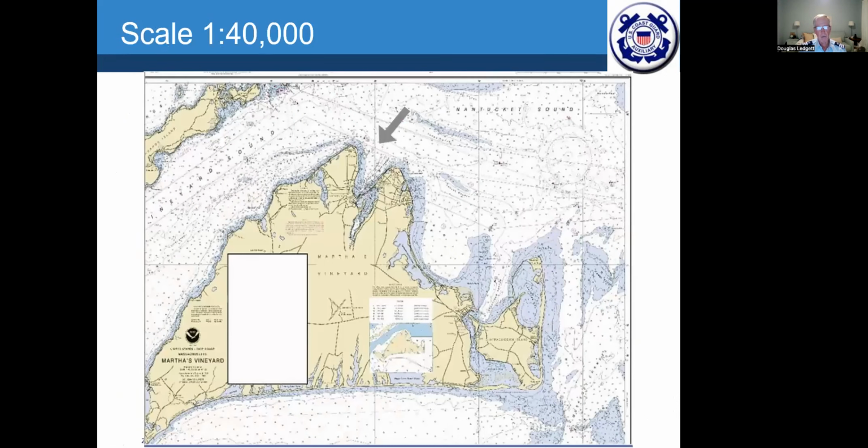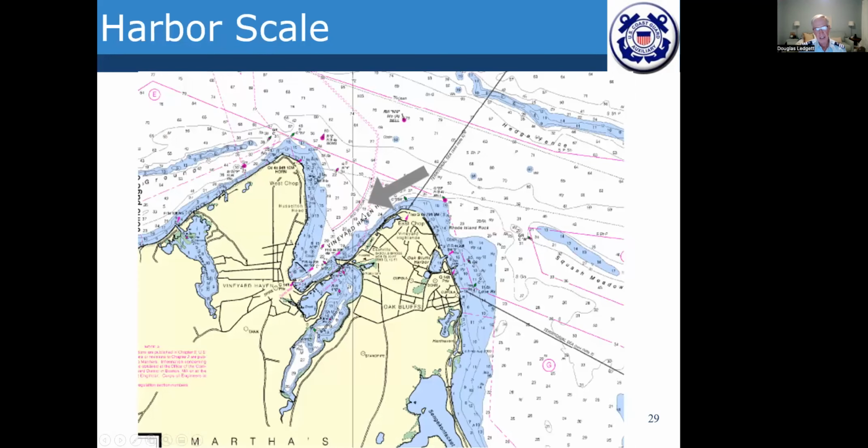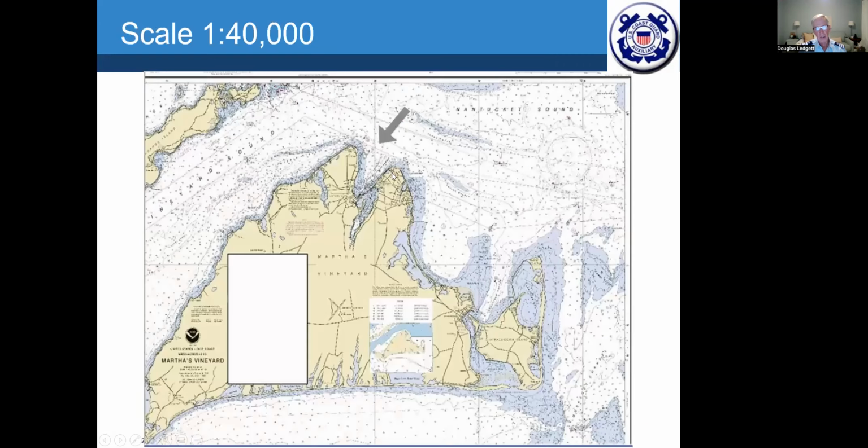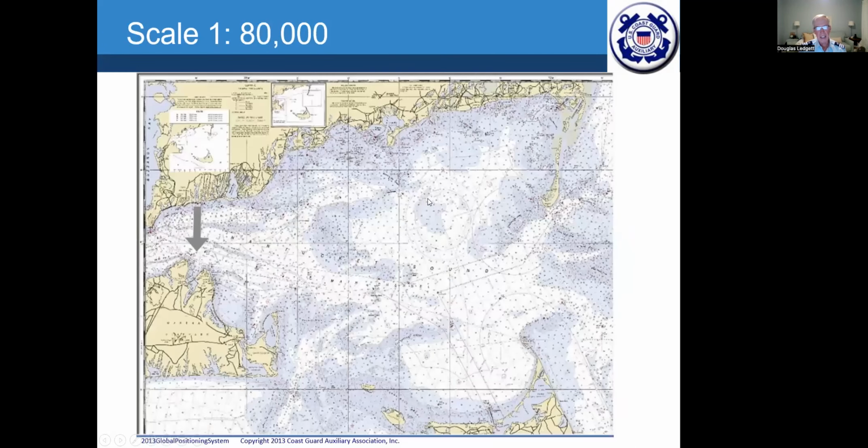This would be a scale of 1 to 40,000 of the same area. So this is the Vineyard Haven entrance, but with a larger scale. And again, it's hard to see, but these are compass roses over here. We can go out to a scale of 1 to 80,000. And this is the same harbor we wanted to look at, but now we've looked at a very large projection that's taken us way off the coast and going up toward Nova Scotia in that area.